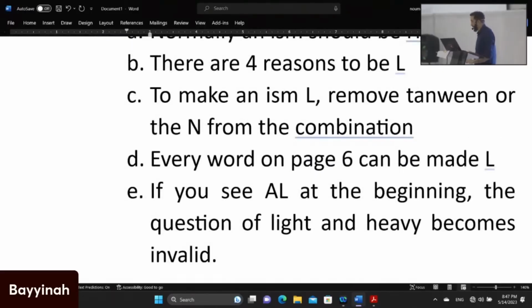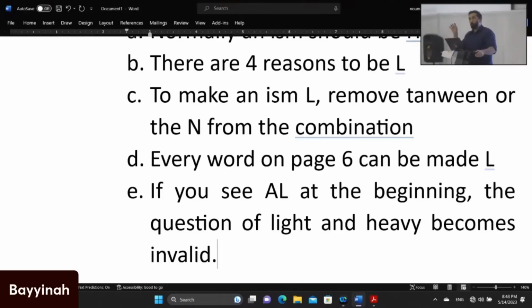Okay, let me explain what I mean. If you see al at the beginning of a word, then the question of light and heavy becomes what? Invalid. We don't ask if it's light or heavy. We don't care. Okay? The only time we care about light or heavy is if it does not have al on it. So you never say to me or anyone else, oh, the word al-kitabu is light. Wrong. The word al-kitabu does not allow the question light versus heavy. It's not a thing. Okay?